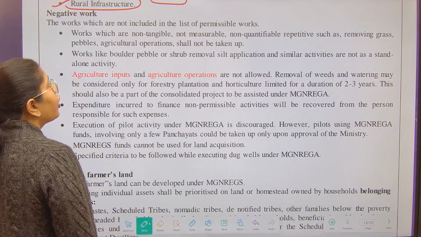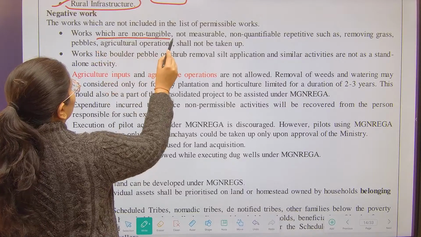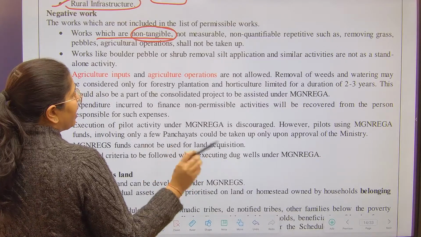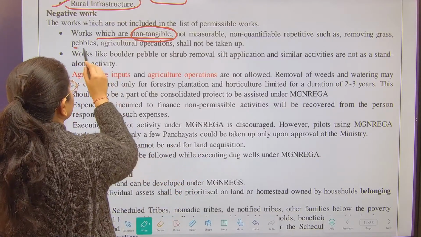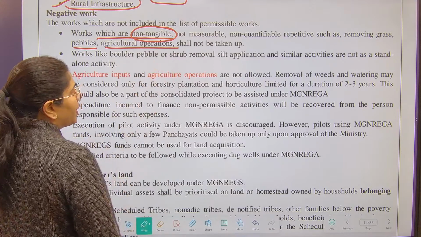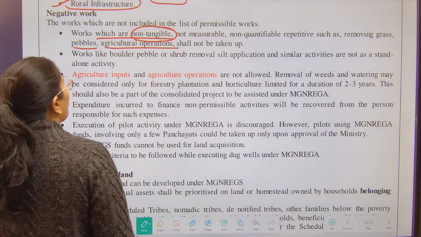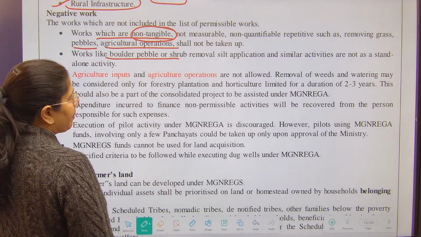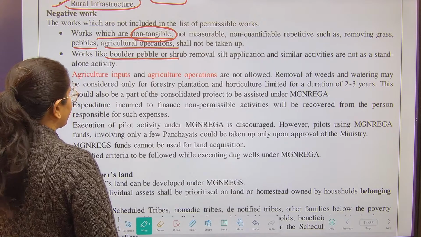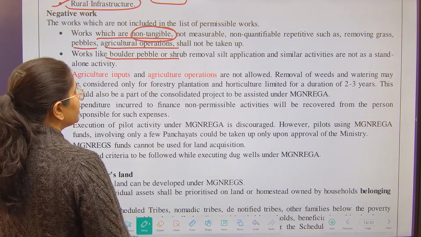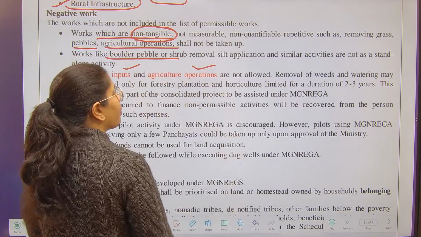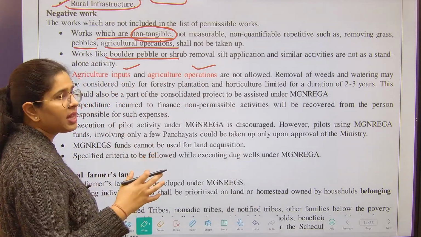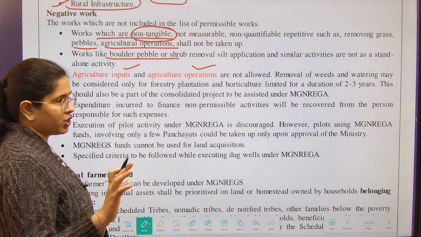What kinds of work are not allowed? Works which are non-tangible, non-measurable, non-quantifiable and repetitive, like removing grass, pebbles, agricultural operations, they shall not be taken up. Work like boulder, pebble or shrub removal, silt application and similar applications will also not act as standalone activities. Agricultural inputs and agricultural operations are not allowed. It means if the workers are working under such kind of operations, then the government will not pay the wages.